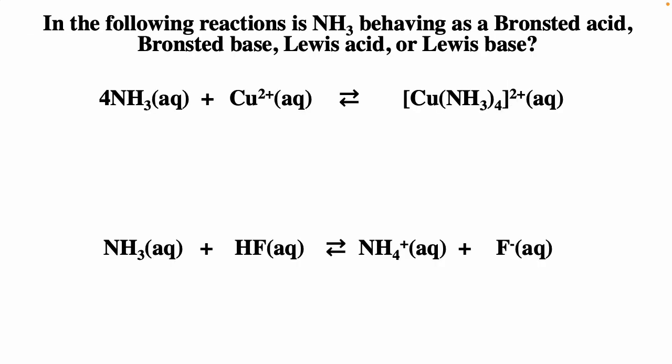In the following reactions, is ammonia behaving like a Bronsted acid, Bronsted base, Lewis acid, or Lewis base? If we look at the first one, we have ammonia, a copper ion, and we're forming that metal complex. Notice there is no transfer of hydrogen ions, so we can't use Bronsted theory. But ammonia is going to donate its electron pair to form a bond with the copper, so the ammonia is behaving like a Lewis base.